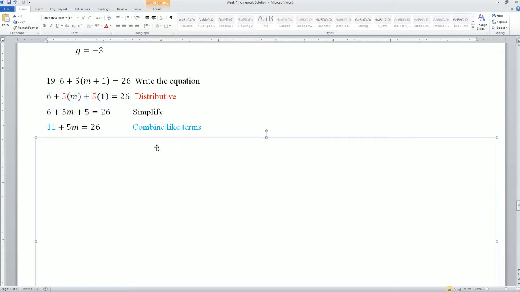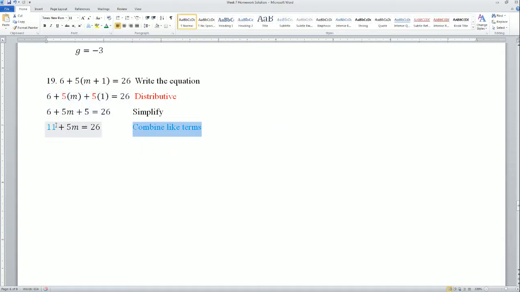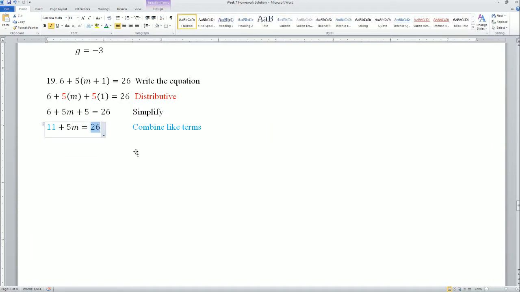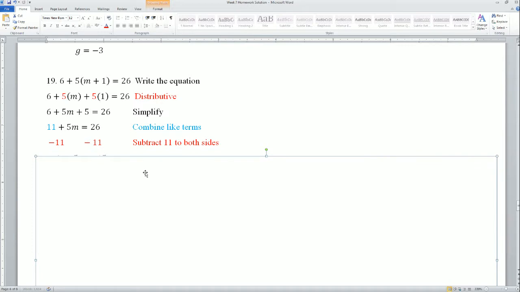What you want to do is combine the like terms, which is going to be the blue. Do you see how an 11 appears? How I get the 11 is 6 plus 5 is 11. Alright? Nothing happens to the 5m. Nothing happens to the 26. What am I going to do? Subtract 11 from both sides now. 11 minus 11 gets you 0. My right hand side, 26 minus 11 gets me my 15.